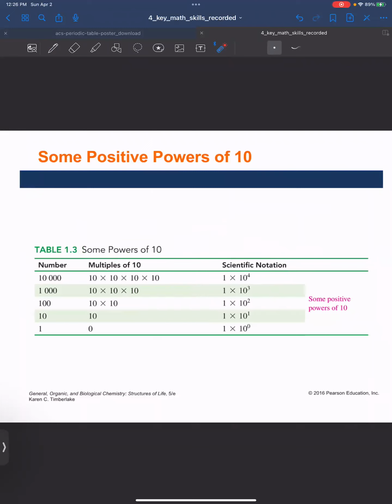So here are some examples of numbers and how to represent them using scientific notation. So these are just some powers of 10. These are bigger numbers. So for example, 10,000, I would start my decimal here after the non-zero number and move it 1, 2, 3, 4 places. And notice how it's 1 times 10 to the 4th. For this one, I would start here, 1, 2, 3. So 1 times 10 to the 3rd, so on and so forth.